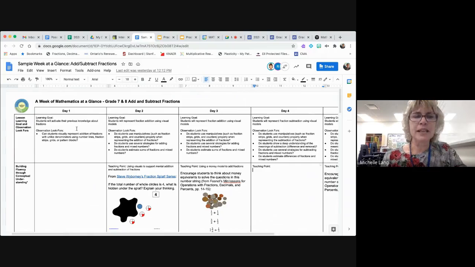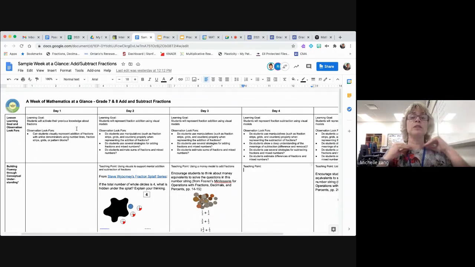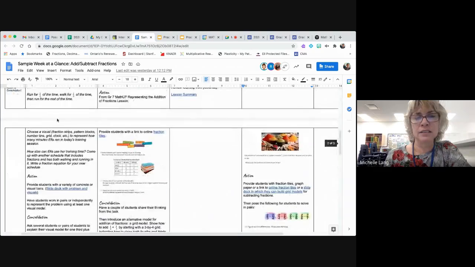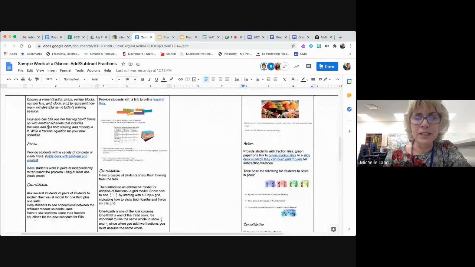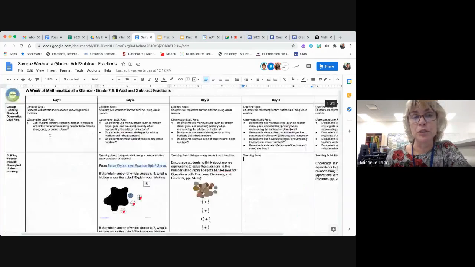It starts by saying, okay, if this is what I want to do, add and subtract fractions, and this one is applicable to both grades 7 and 8 at this point, I want to first see where students are at. So on that day 1, it's a diagnostic task. And we've provided some of those resources for you to be able to do that.